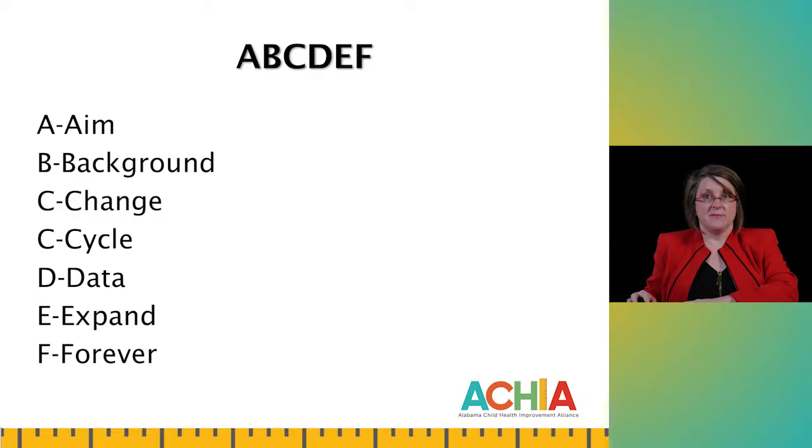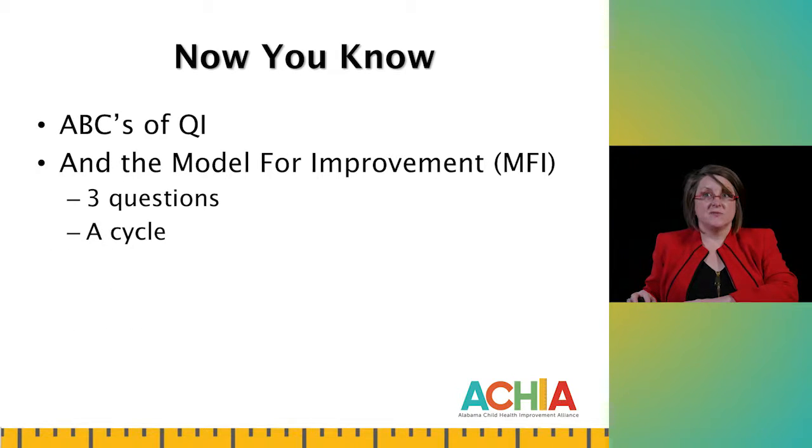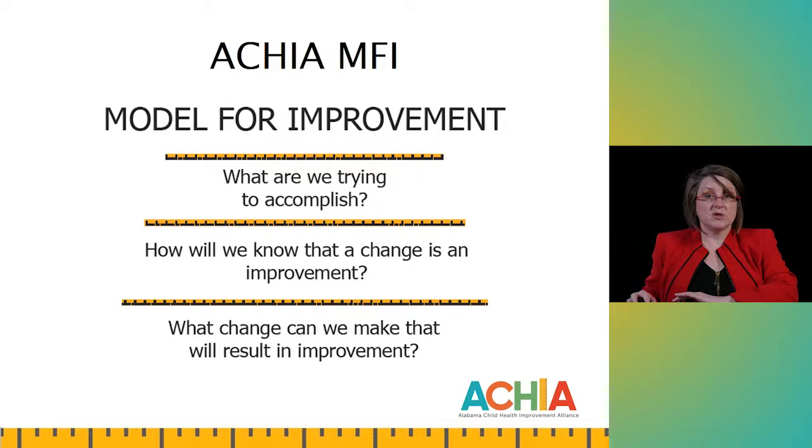A for aim, B for background, C for change and cycle, D for data, E for expand, and F for forever. As we did this, you not only learned the ABCs of QI, but you learned a model of quality improvement called the Model for Improvement that was developed by ACHIA. This is a very simple and elegant model that includes only 3 questions and a cycle. The questions are, what are we trying to accomplish? That is our aim. How will we know that a change is an improvement?